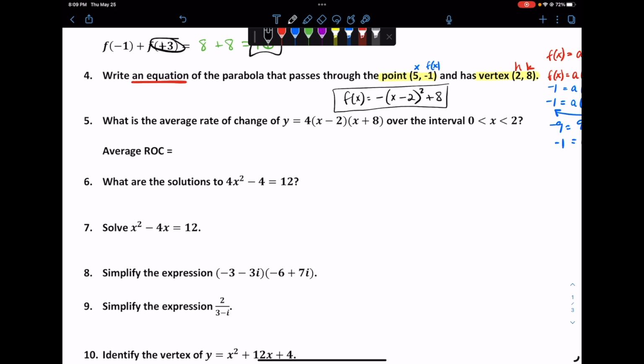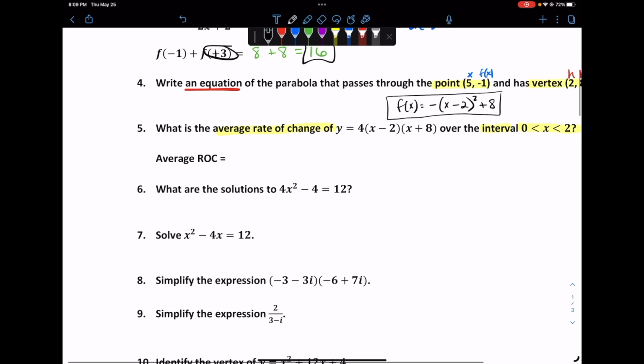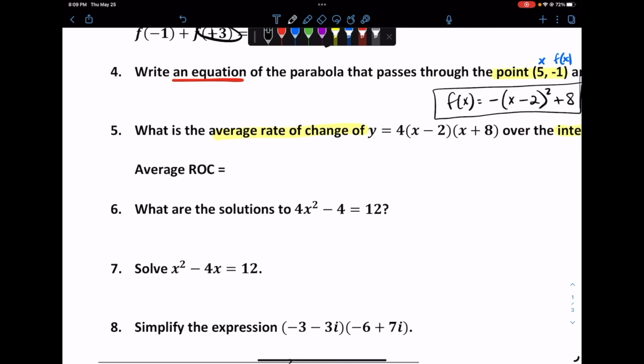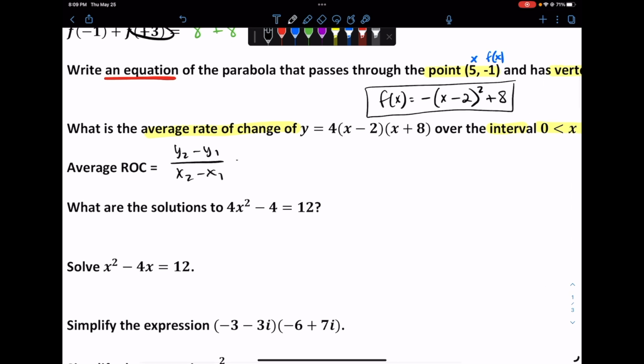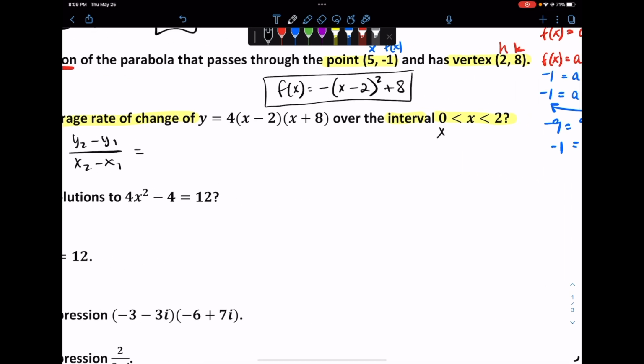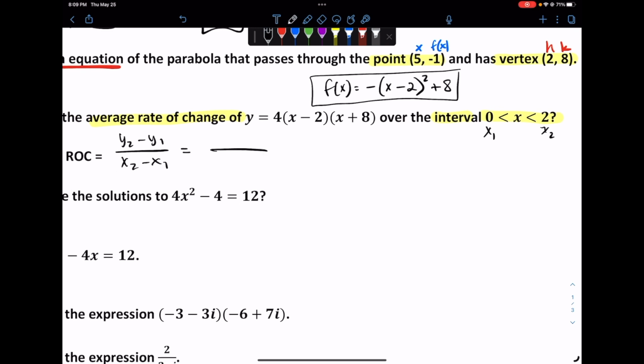What is the average rate of change for that equation, or that function, over the interval from 0 to 2? All right, so remember your average rate of change formula is y2 minus y1 over x2 minus x1. We don't have all of those. We have the x2 and the x1, right? 0 is going to be x1, 2 is going to be x2. So we have those. So we have 2 minus 0 in the denominator. But to get y2 and y1, we're going to need to plug that in.